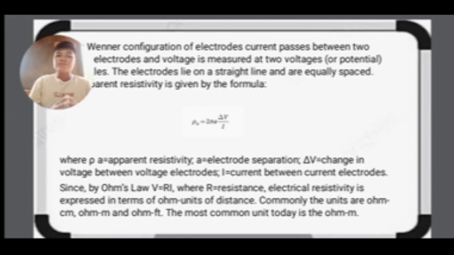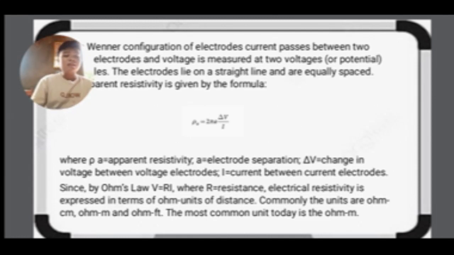Commonly, these units are ohm centimeter, ohm meter, and ohm feet. The most common unit used nowadays is the ohm meter, because it is easy to use and convert. So the depth to which the current penetrates into the ground depends upon the electrode spacing: the wider the spacing, the greater the depth of penetration. Again, the wider the spacing, the greater the depth of penetration.